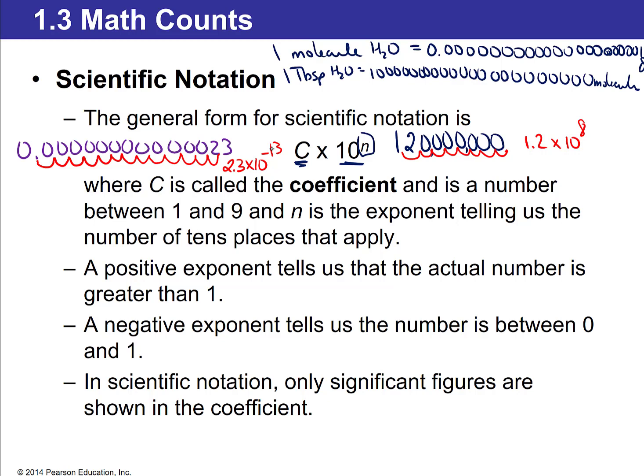Okay, so if it's a number smaller than 1 and it's really, really small, the exponent will always be negative. If I'm making a number that's a lot larger than 1, the exponent's always going to be positive.